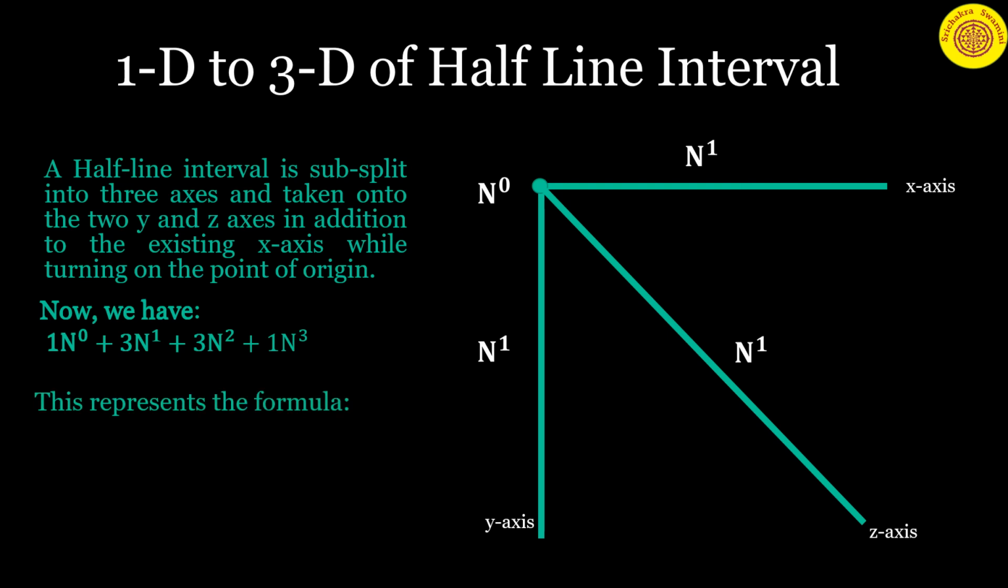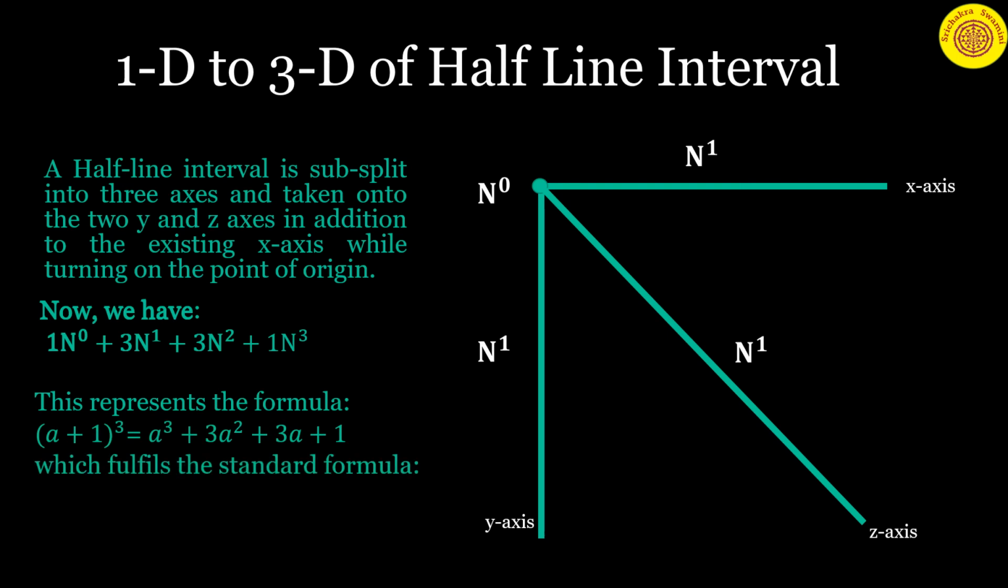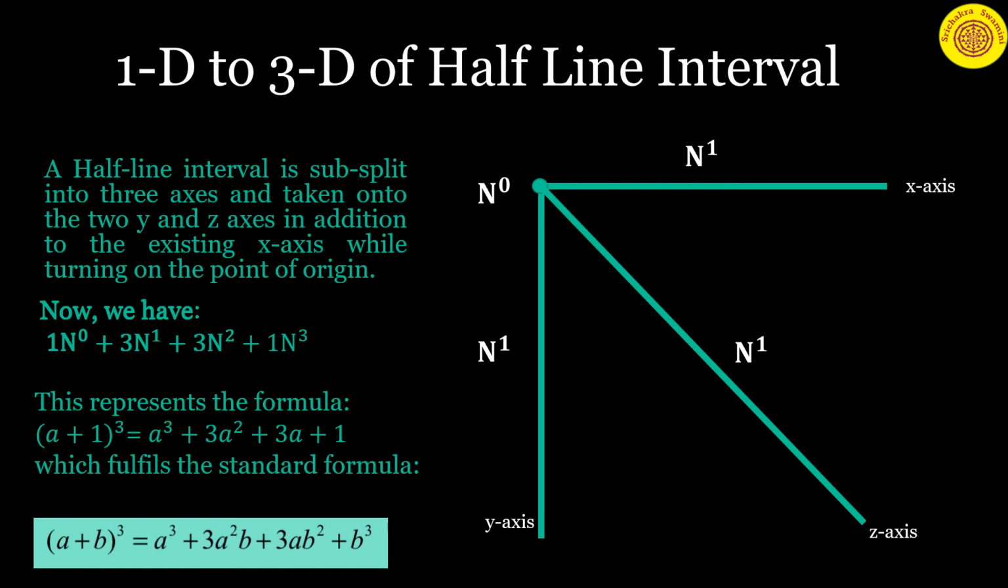This represents the formula a plus 1 the whole cube is equal to a cube plus 3a square plus 3a plus 1, which fulfills the standard formula a plus b the whole cube is equal to a cube plus 3a square b plus 3ab square plus b cube.